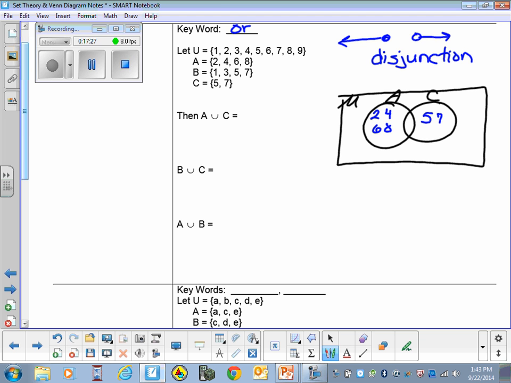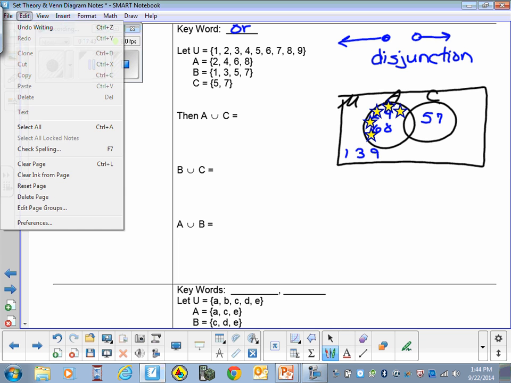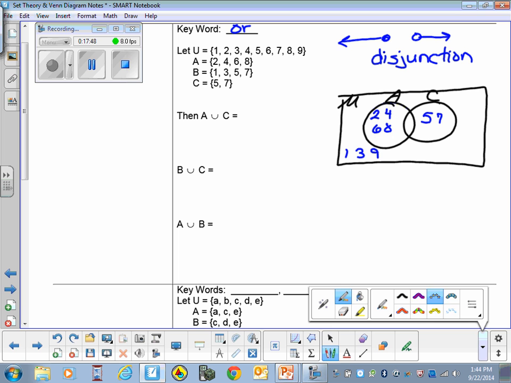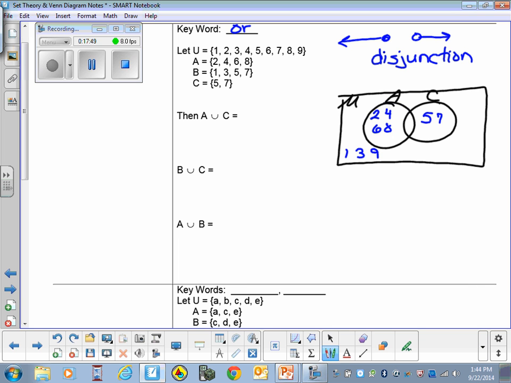Then I have to go back and make sure my universe is accounted for. I'm missing 1, 3, and 9. Now for union, I need every, oops, that's not the right one. Edit, undo. I need every element in both, which means I need to highlight both sets.